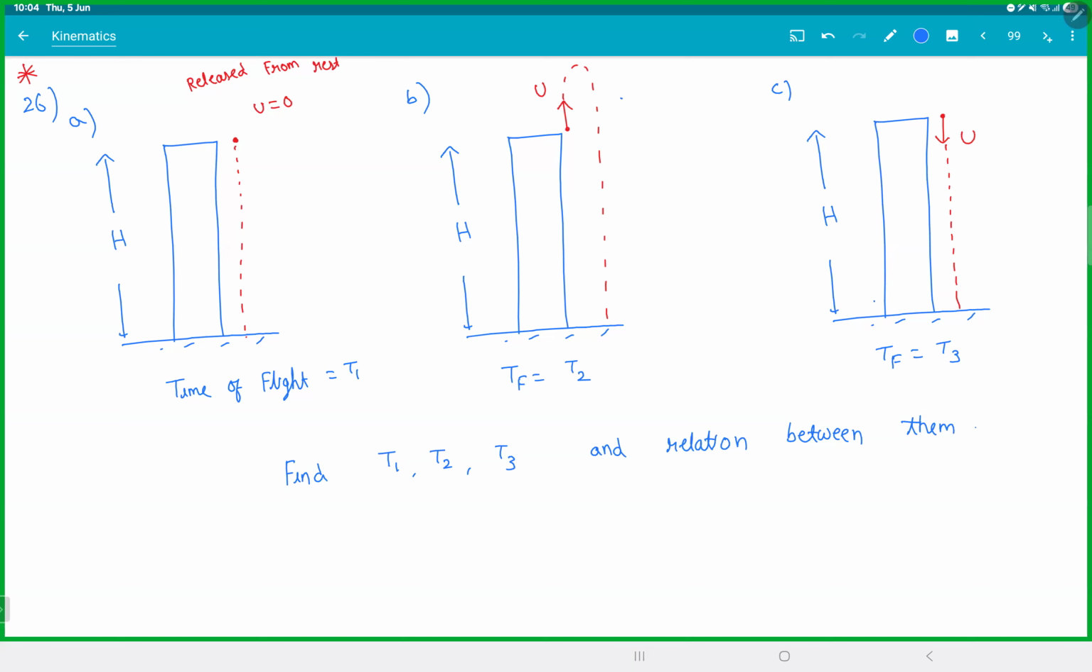First, let's find T1, T2, T3 normally. Let's see how to do that. Take a minute, then I'll show you. Again, remember, all you have is the three equations. Just because you're throwing from buildings doesn't mean your equations will get messed up. You can still use S equals ut plus half at square.